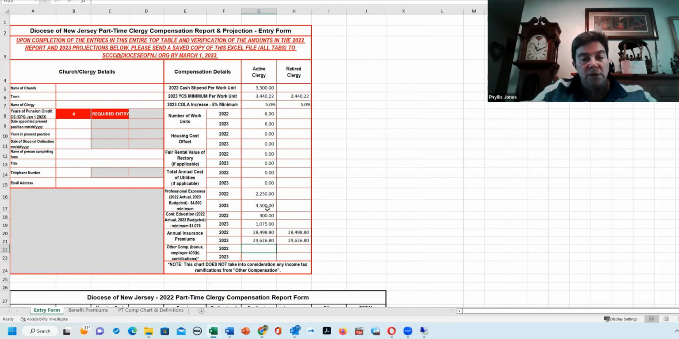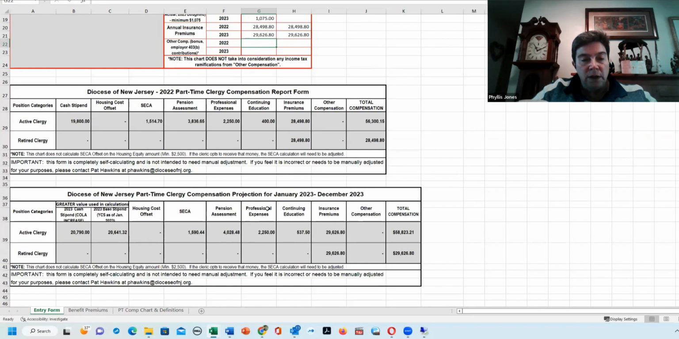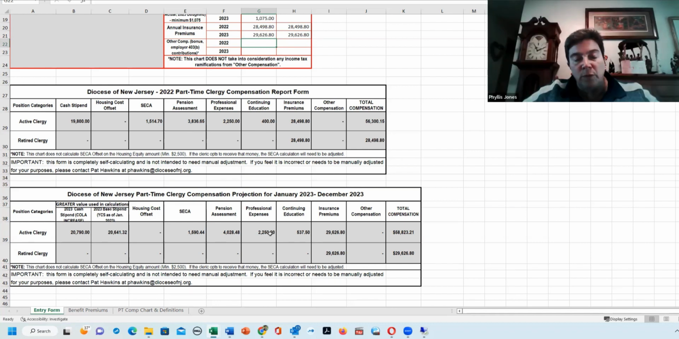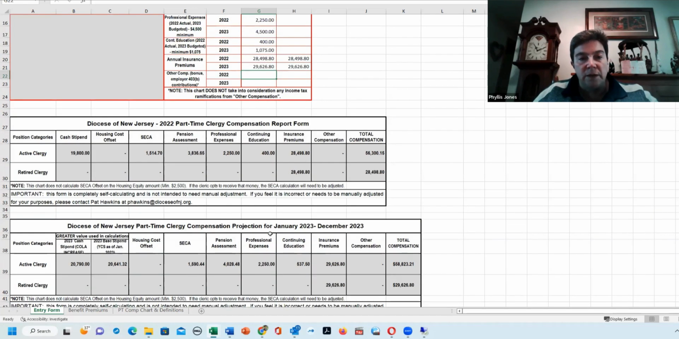So let's scroll down to the 2023 report and see if that worked. Yes. So you can see down where the professional expenses and continuing education for 2023 have been prorated by the number of work units already. Whereas the amounts in the 2022 compensation report form will reflect the actual amount in each one of those two columns for which your clergy person requested reimbursement under the reimbursable plan.